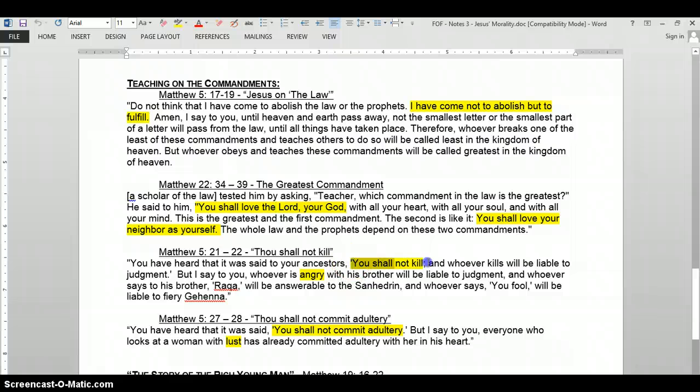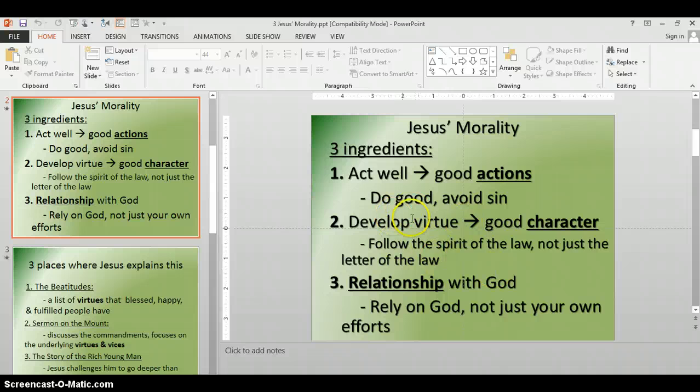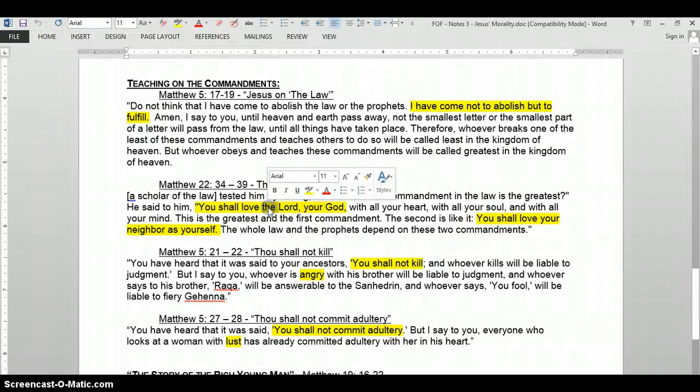He says, you've heard you shall not kill, but I say don't even get angry, don't even be wrathful with your brother. And he says, you've heard it said you shall not commit adultery, but I say do not even look at someone with lust. So again, he's starting with the action and going deeper, the spirit of the law, to talk about the virtue, and then there's that relationship with God in there as well.